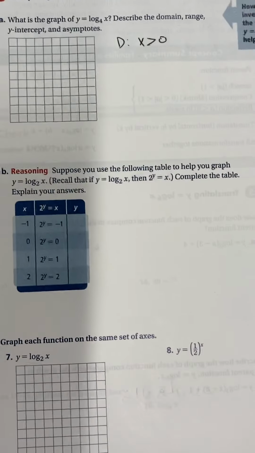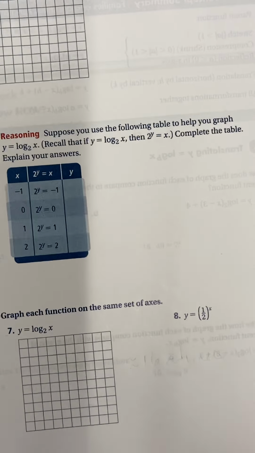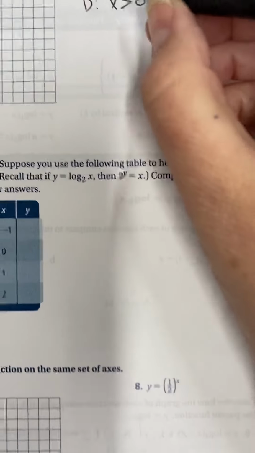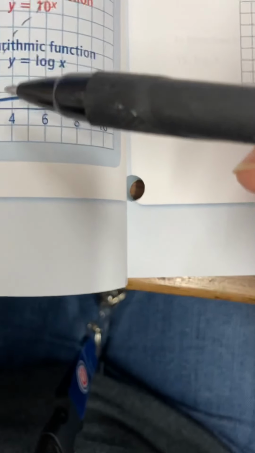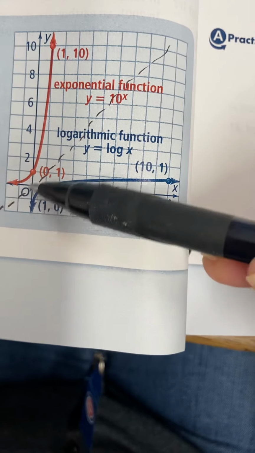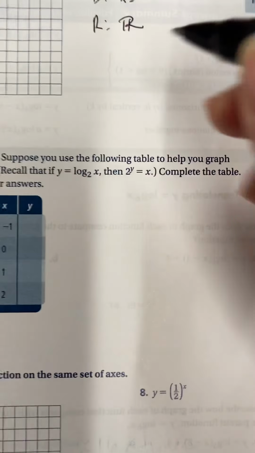If you remember on your exponential one, it only was above the x-axis, so your range was greater than 0. Here your range for this will be all real numbers. If you take a look, we've crossed over the x-axis. This comes down forever on your negative part of your range, and then this will go up slowly, but it will keep going forever to get your all real numbers.